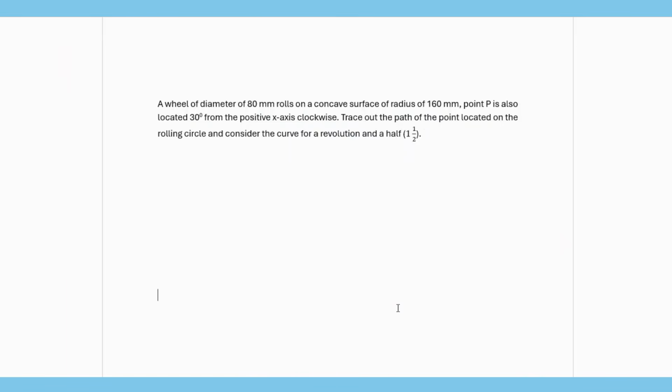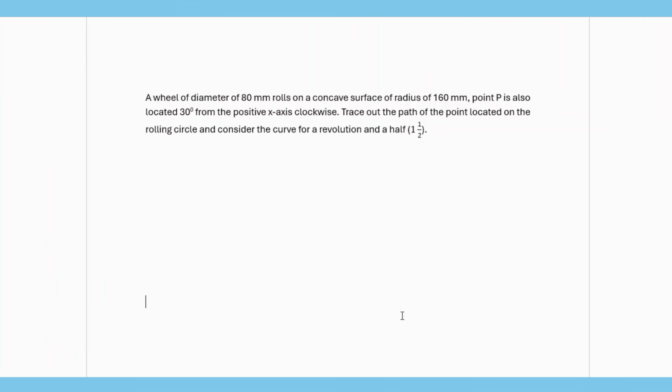Okay, so we'll attempt to solve this. We have a wheel of diameter 80 millimeters, which is rolling on some concave surface with a radius of 160 millimeters, and a point P is located 30 degrees from the positive x-axis in a clockwise direction on a rolling circle. We want to trace out the path of the point P, which is located on the rolling circle, and we want to do this for 1.5 of a revolution. So let's see how we tackle this issue.